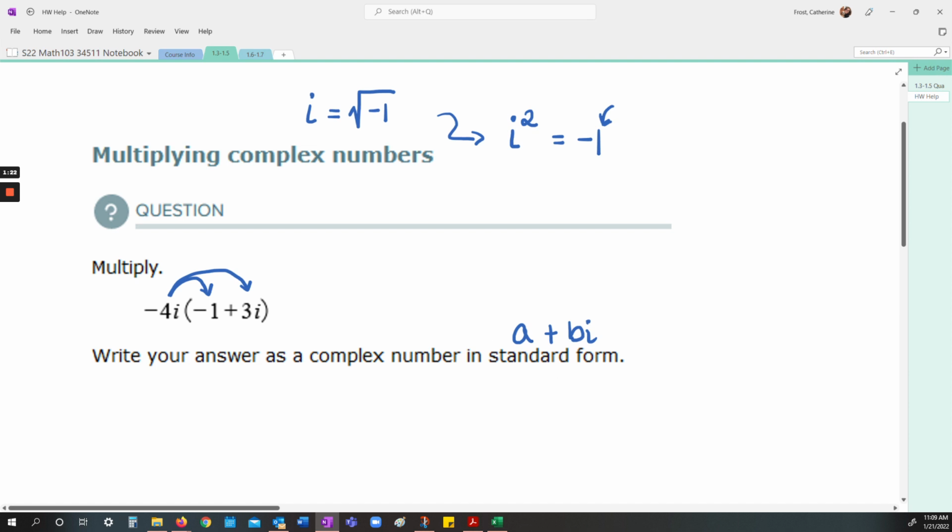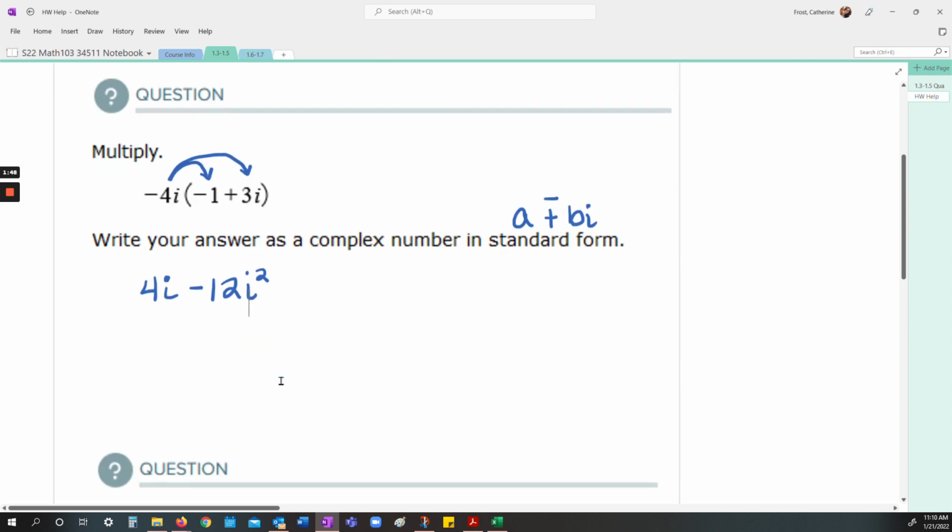And it's possible that we won't have part of this. It might just be a single term, or you might have a minus. That's fine. Anyway, okay. So -4i times -1 would be +4i. -4i times 3i would be -12i squared. Okay, so there's our friend, i squared. So next step is to replace that i squared with a -1.